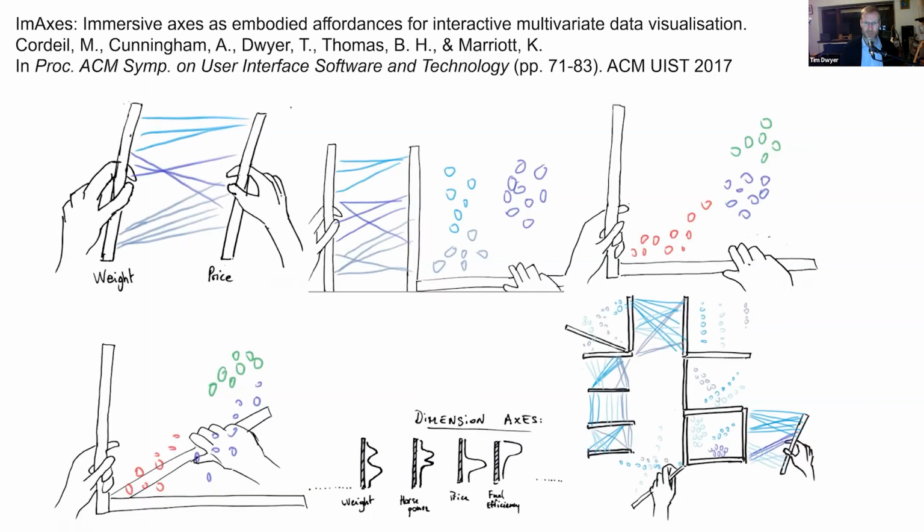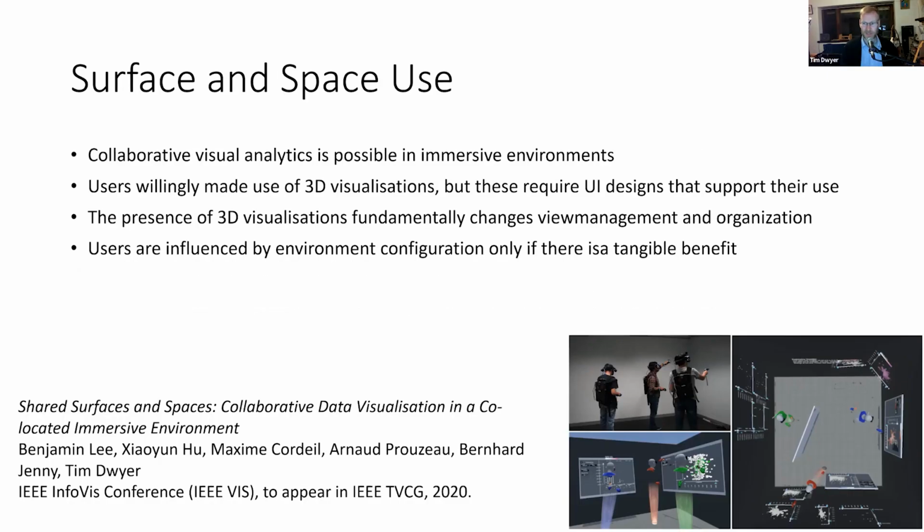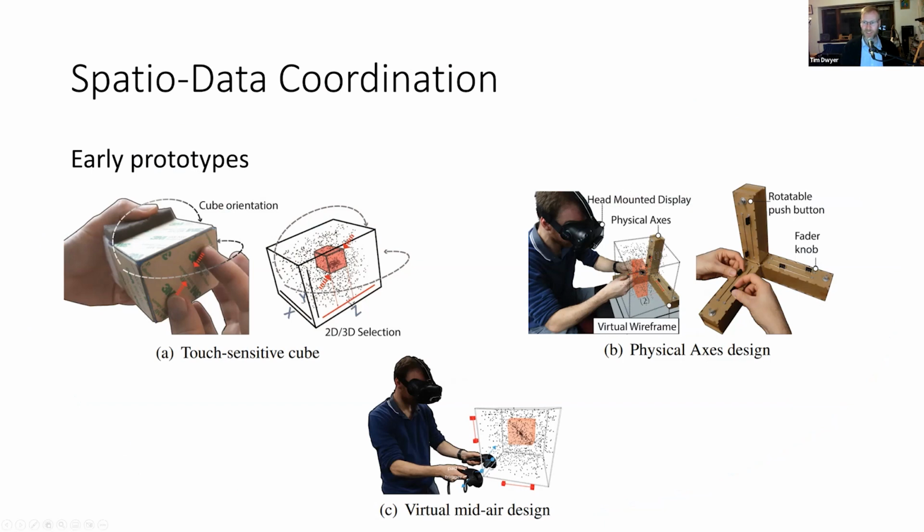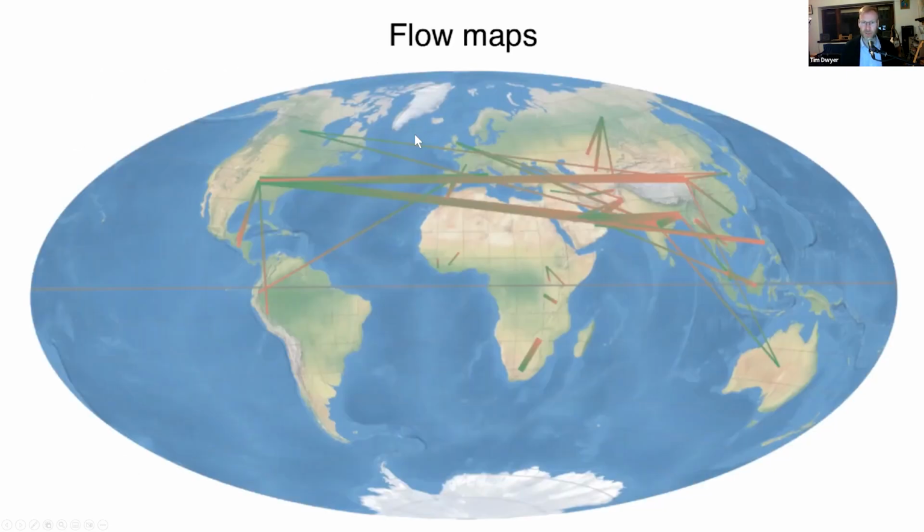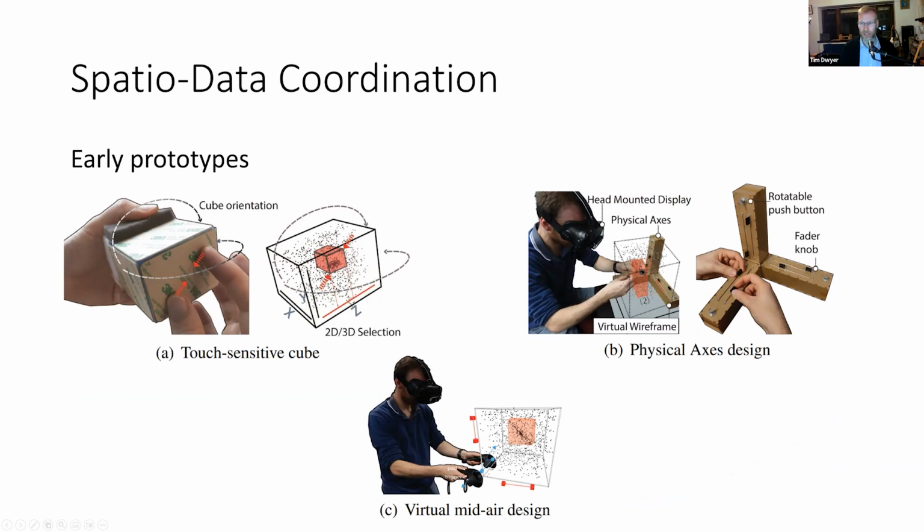Maybe I'll show you this one. So, okay. Remember this design. At the time we published this first paper, we didn't really evaluate it, but we did that later. So we'll come back to that. This idea of a spatial data coordinated interaction space.